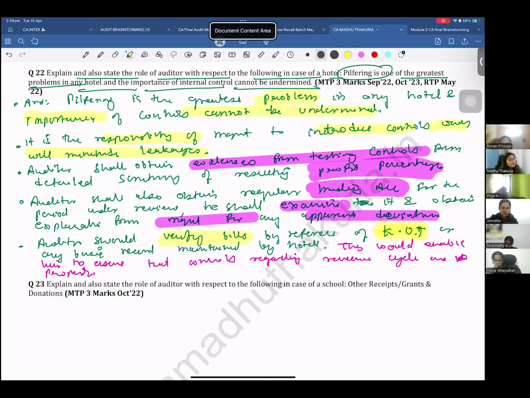Verify the bills raised to the customer with regard to this basic record of what customers have ordered. This would enable you to ensure that the controls regarding the revenue cycle are proper. Now, are you understanding what the revenue cycle for a hotel is?